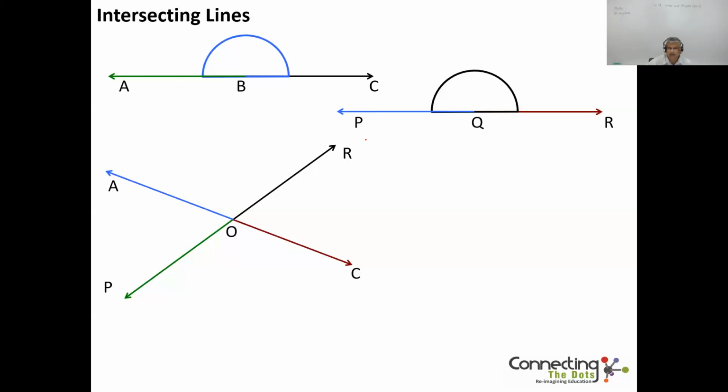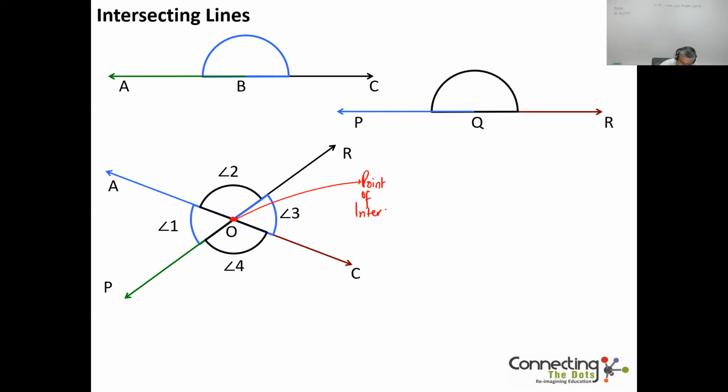So these are 2 straight lines. It's given, and they intersect each other. So what happens when they intersect? There are many angles formed at vertex O. So look at the vertex O. See, there is angle 1, there is this angle 2, there is this angle 3, there is this angle 4. So this is the point of intersection, right? We can call this the point of intersection.